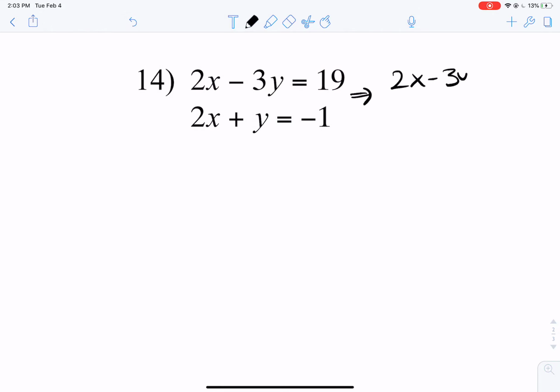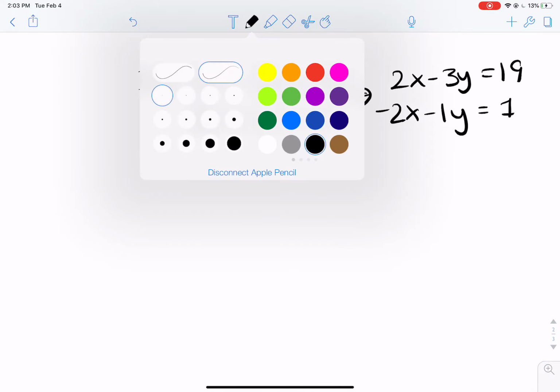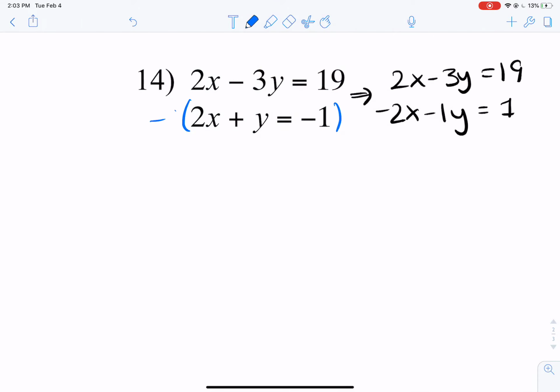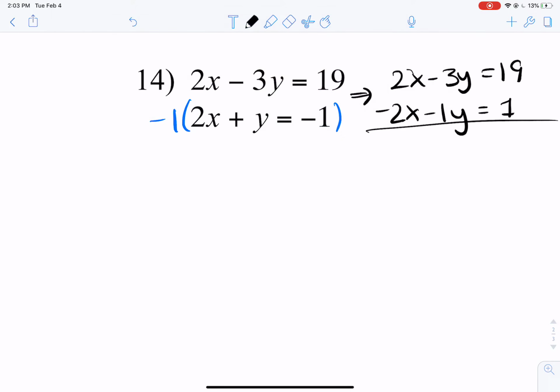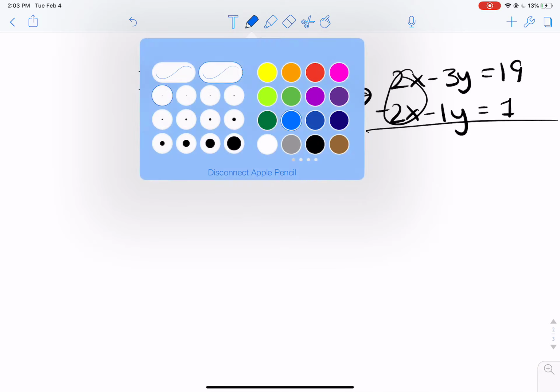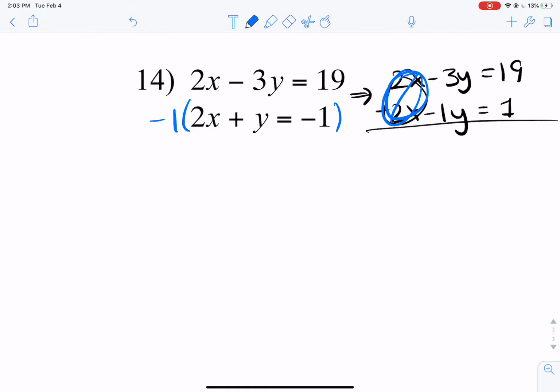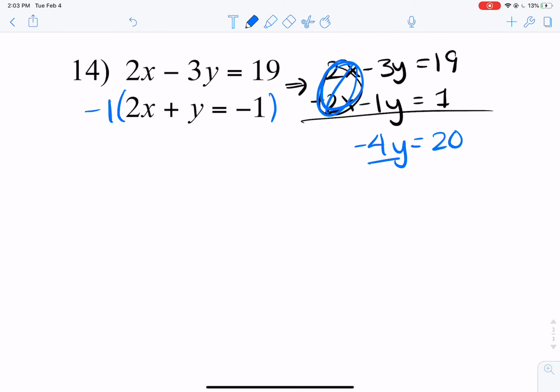2x minus 3y is equal to 19. Negative 2x minus 1y is equal to positive 1. And I should show my work, multiplied by negative 1. So now we end up with 0. Let me get back to blue. This becomes 0. Negative 4y is equal to 20. Divide by negative 4, and y is equal to negative 5.